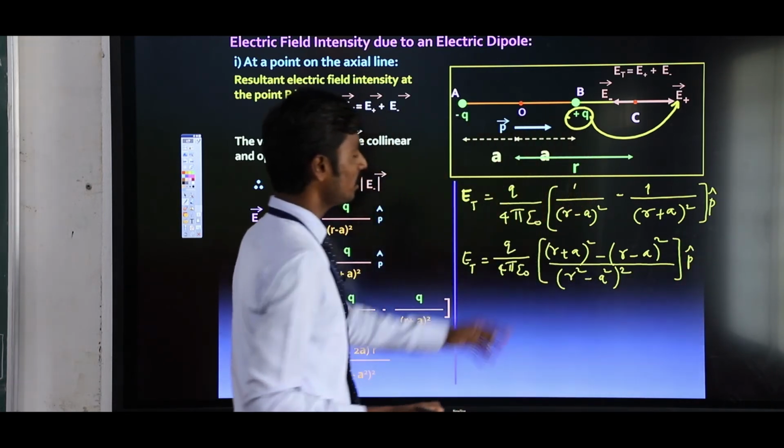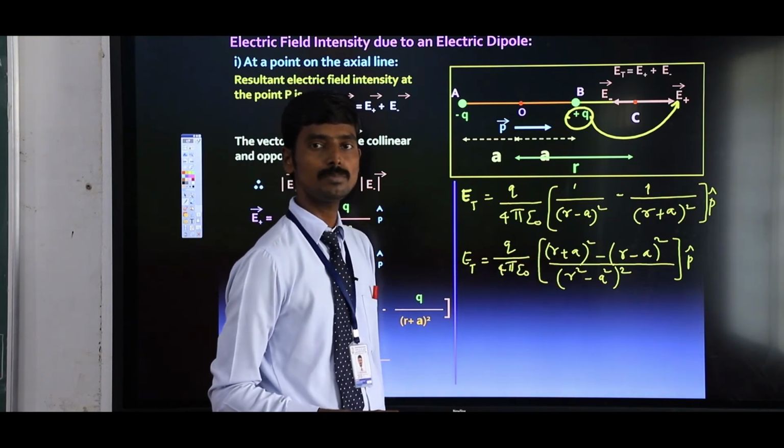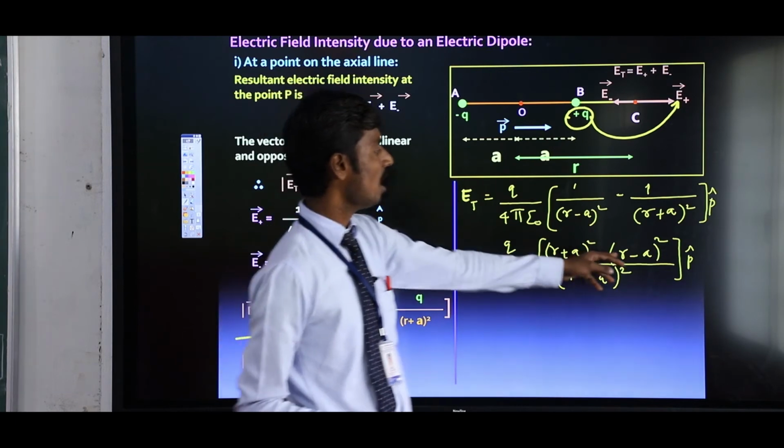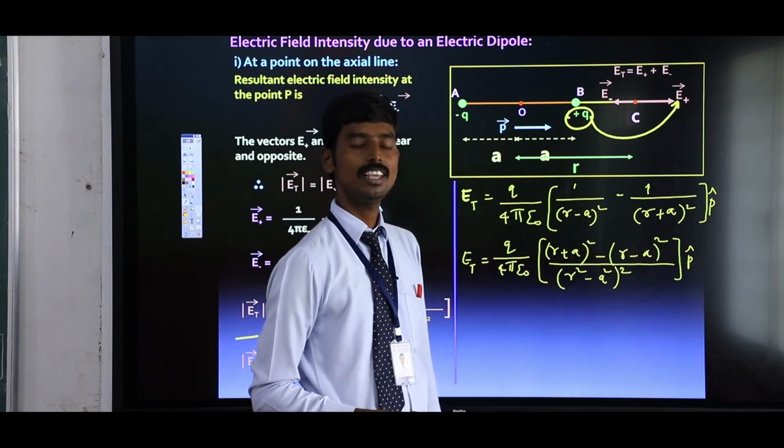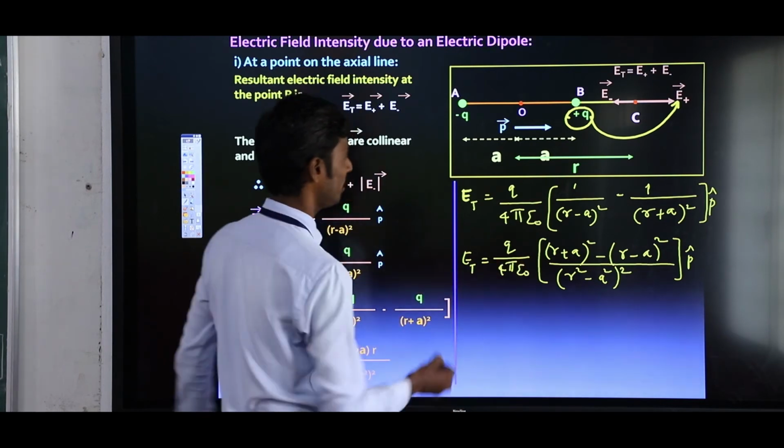Are you clear? What is the formula for r plus a whole square? a plus b whole square equal to a square plus b square plus 2ab. Here r minus a whole square, which means a minus b whole square, equal to a square plus b square minus 2ab. Substitute the expressions in the above equation.